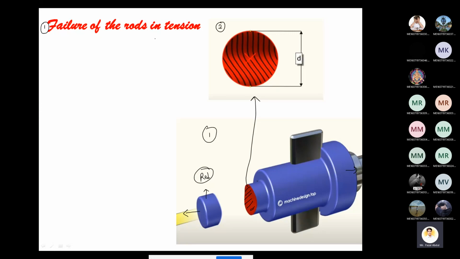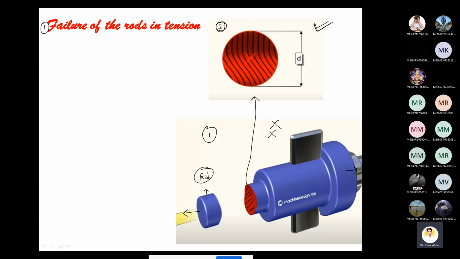So in the examination, you need to write this title: failure of the rod in tension. After writing this title, immediately to the right of it, you need to draw the second diagram. You need not draw the first one, because I have shown it only for your understanding; you need not draw this diagram in the examination. You need to draw the second image. So the failure cross-sectional area is what I am considering here.